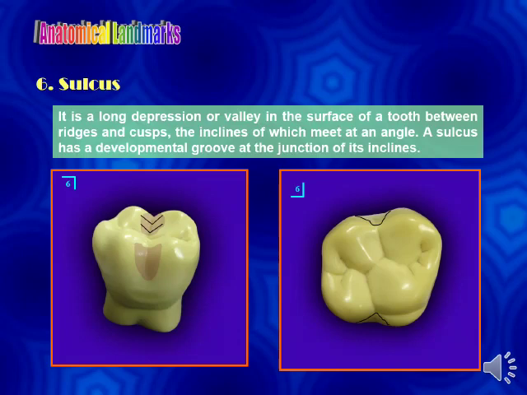Sulcus. It is a long depression or valley in the surface of a tooth between ridges and cusps, the inclines of which meet at an angle. A sulcus has a developmental groove at the junction of its inclines. The sulcus is a long depression, like a valley, on the surface of the tooth, always between ridges or cusps. Here we have two cusps, and between them is the sulcus, which always has a developmental groove. The same for this maxillary molar: on the buccal surface there is a sulcus between the buccal cusps, and here there is a sulcus between the two lingual cusps.